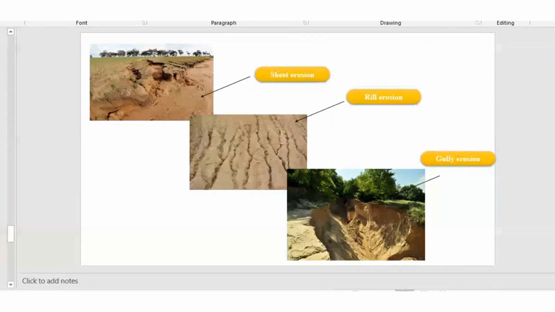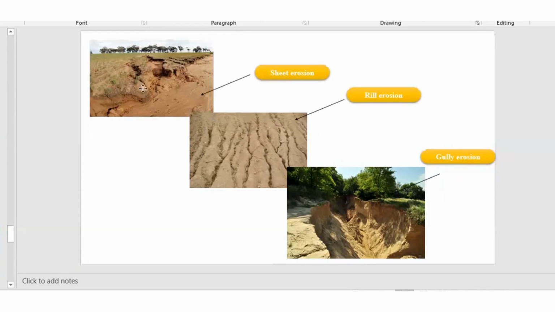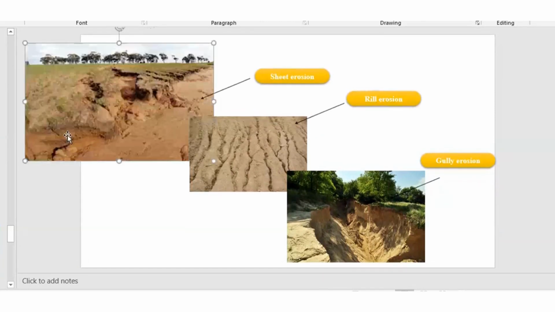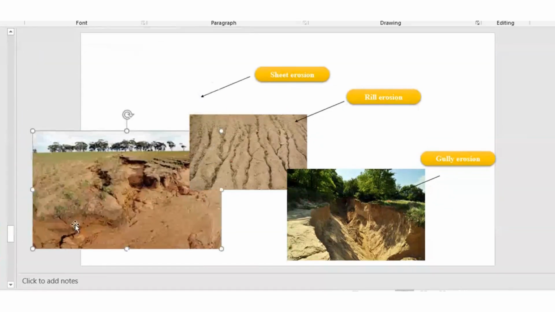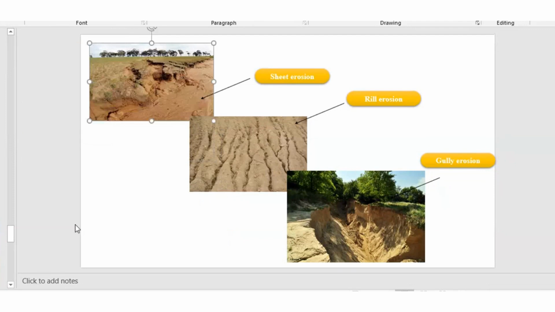So I'll show you three pictures. Sheet erosion happens when whole sheets of land flow apart. There's removal of soil like a thin layer or a thin sheet, which is uniform in size. If I zoom in on this picture, the uppermost layer of soil is removed like a thin sheet, and it's extremely uniform in size. So that is your sheet erosion, this type of water erosion, when water flows in such a way that it takes a thin slice or layer of soil along with it. That is known as sheet erosion.